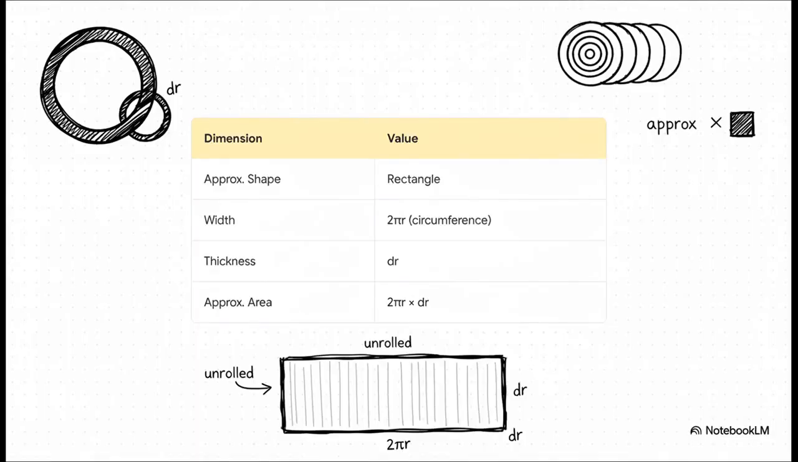So, what's the area of one of these unrolled rings? Well, when you unroll a ring that had a radius r, its new length is just its old circumference, which is 2 times pi times r. And its thickness, like we just said, is dr. So its area is basically length times width, or 2 pi r times dr. Now, it's an approximation, sure, but the thinner we make our rings, the more accurate this gets.